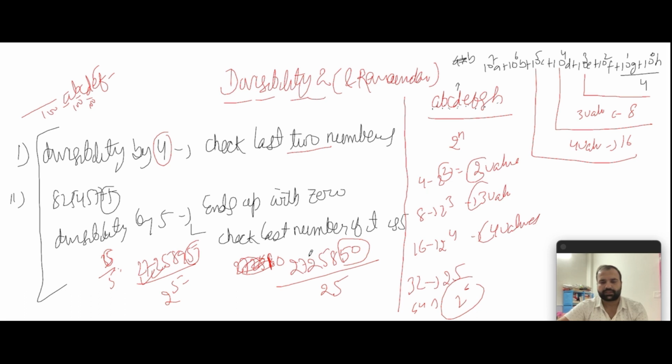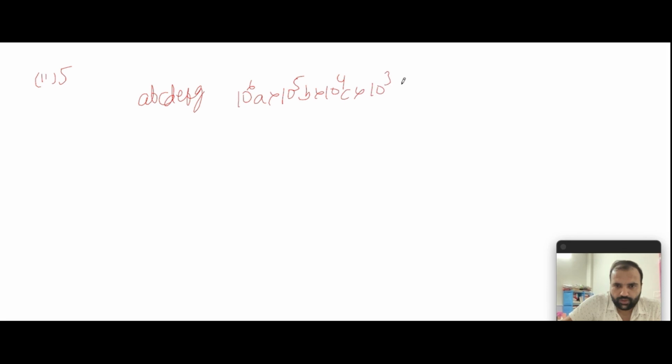Again, the rules are the same. Let me delete this and do this. We are checking this for 5. Again, let's say there's a number A, B, C, D, E, F, G. So we can write it as 10 to the power 6 times A, 10 to the power 5 times B, 10 to the power 4 times C, 10 to the power 3 times D, 10 to the power 2 times E, plus 10 to the power 1 times F, plus 10 to the power 0 times G.